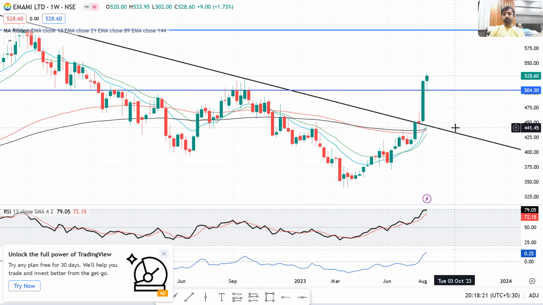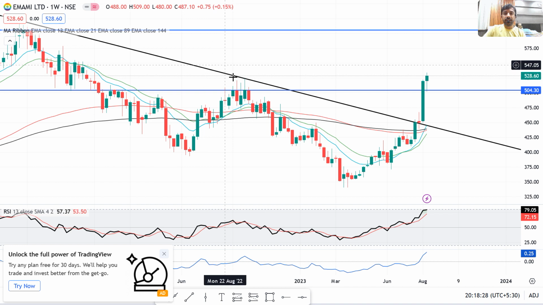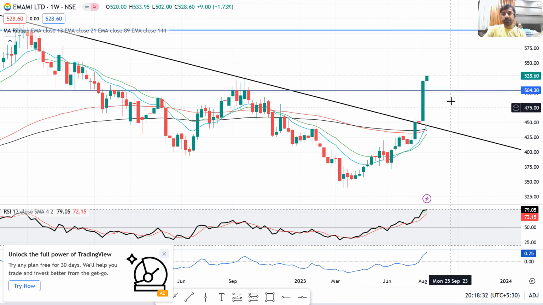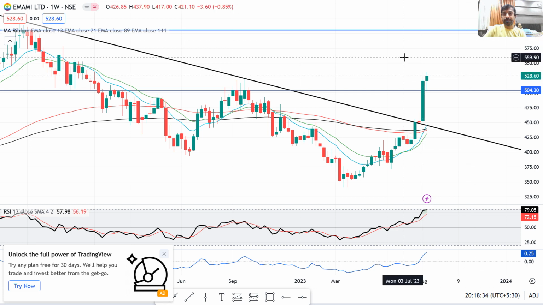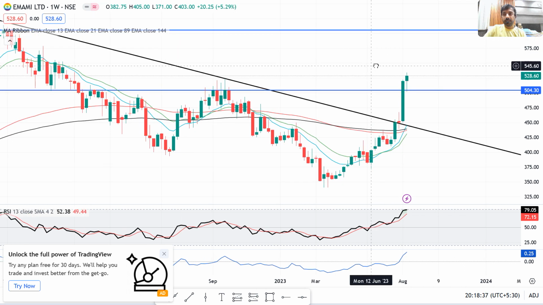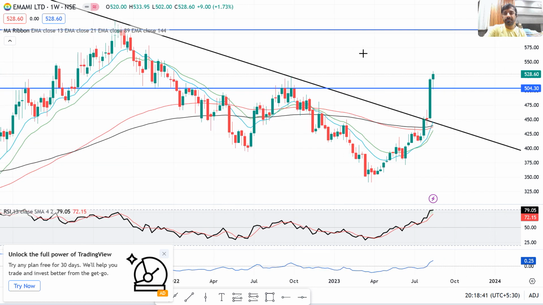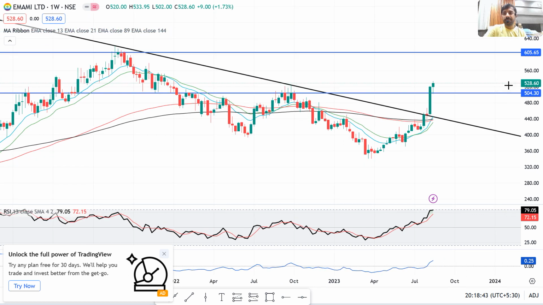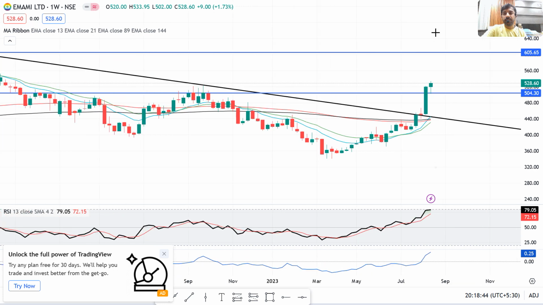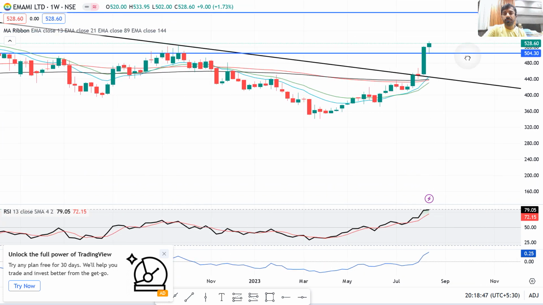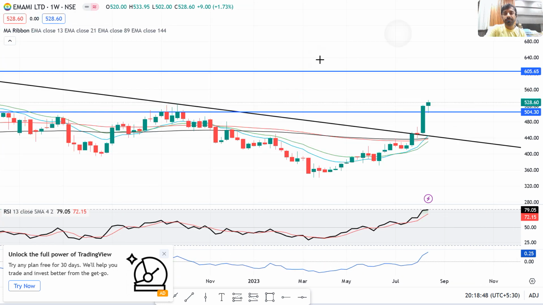Now coming to the stocks that I find interesting for next week. One is Emami. It has got the trend line breakout. It has got the previous swing high breakout. There is the small candle over here. It might move higher towards 600 some level. Yeah, 605 level. So that's Emami for you.